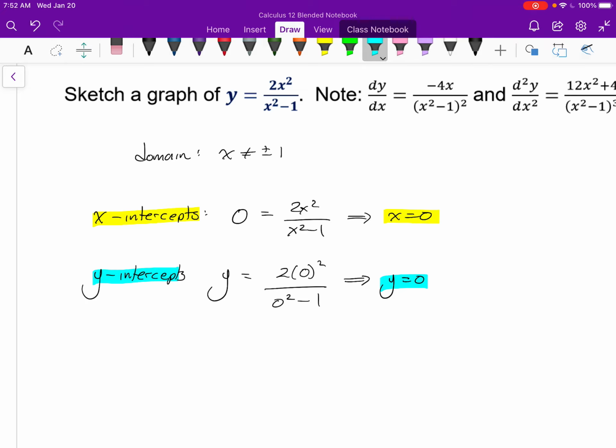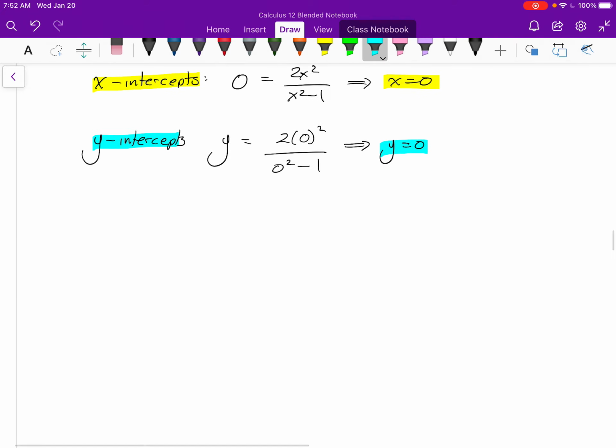All right. Another thing that's helpful is to determine if the function is even or odd. And again, this goes back to the beginnings of the course. So if I go back to 2x squared over x squared minus 1, I know this function is even. How do I know it's even? Because if I take x and replace it with negative x, I get an equivalent equation.